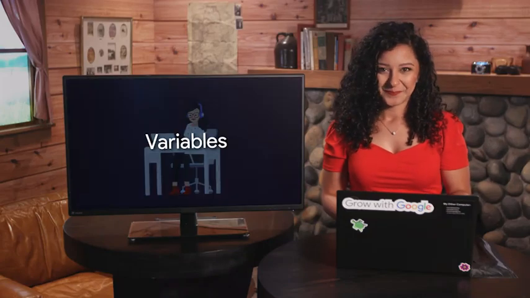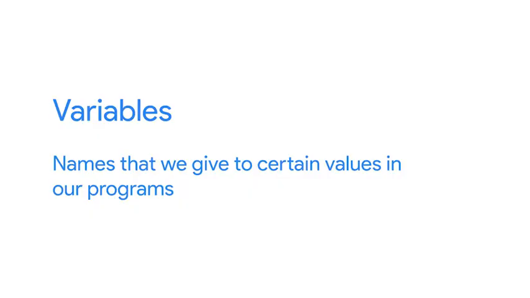When we ask a computer to perform an operation for us, we usually need to store values and give them names so that we can refer to them later. This is where variables come in handy. Variables are names that we give to certain values in our programs. Those values can be of any data type, numbers, strings, or even the result of operations.